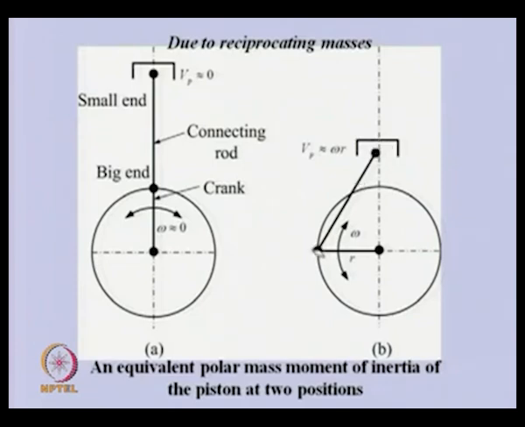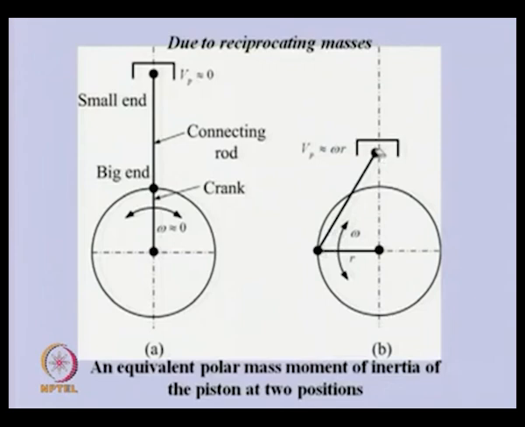So, that much inertia it will impart. You can see that in the first case it is imparting 0 inertia, and in the second case exactly the same as the reciprocating part. So, to approximate, we can take the average of these two as the rotary inertia of the piston.